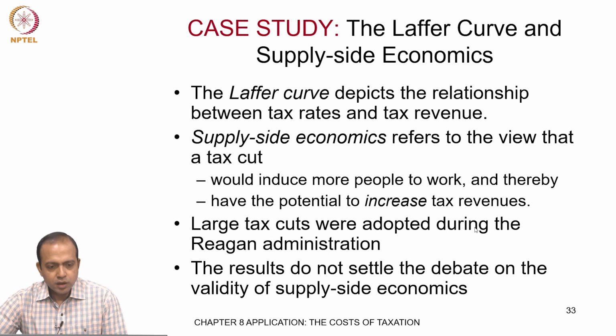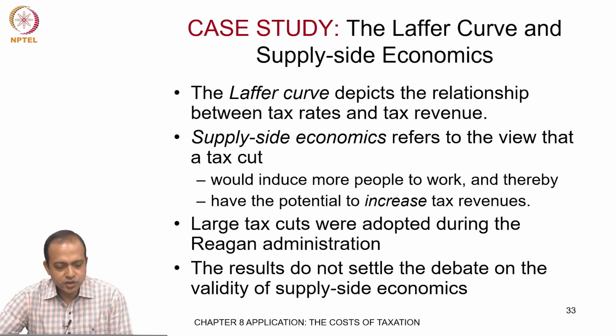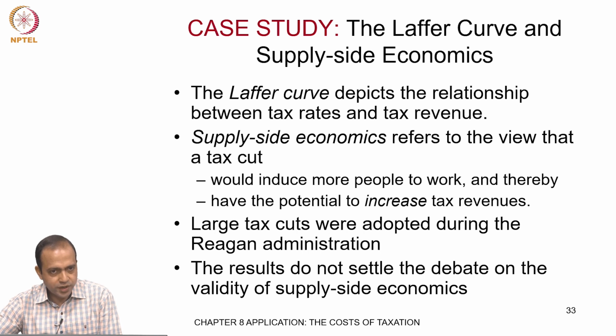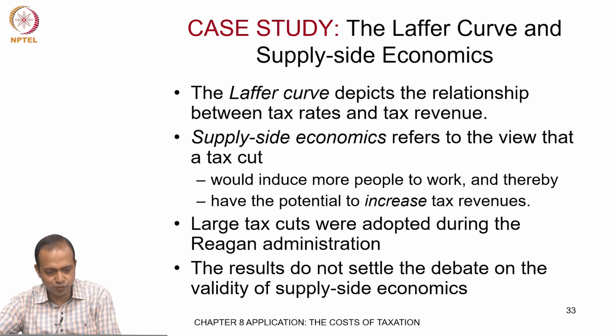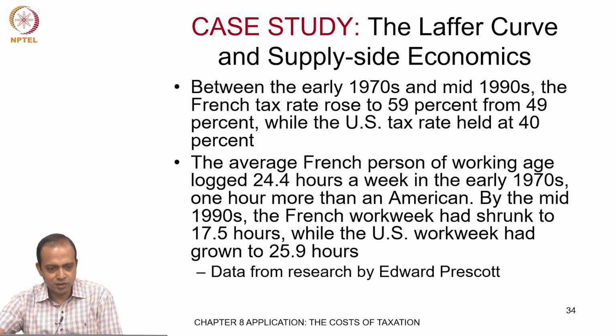Okay. So, some case studies, let us discuss. The Laffer curve depicts the relationship between tax rate and tax revenue. Supply side economics refers to the view that a tax cut would induce more people to work and thereby have the potential to increase tax revenues. If you reduce the tax rate, then laborers will have extra incentive to work more, and large tax cuts were adopted during the Reagan administration in the US, and the results do not settle the debate on the validity of supply side economics.